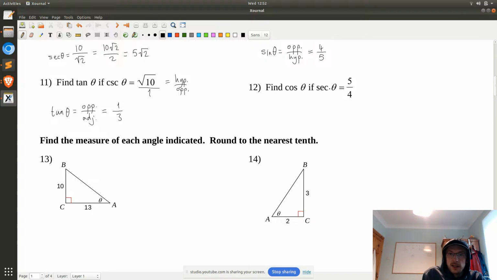Find cosine of theta if secant of theta is 5 over 4. Secant of theta, by definition, is 1 over cosine of theta. Cosine of theta is adjacent over hypotenuse, and therefore secant of theta is hypotenuse over adjacent.